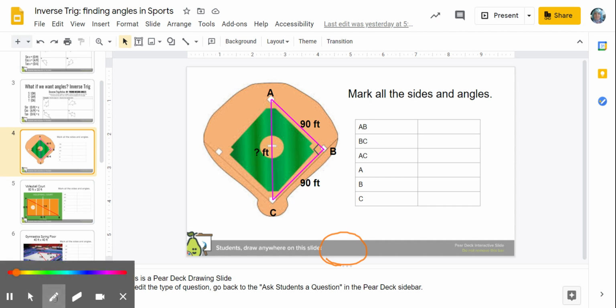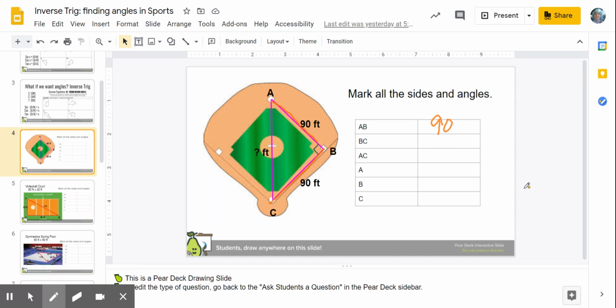So what can I fill in my table? What do I know? I know AB. What's AB? 90. And what else do I know? Did somebody say BC? My chat went away. So let me open the chat. I don't know where the chat went. It's invisible. Okay, we just don't have the chat.